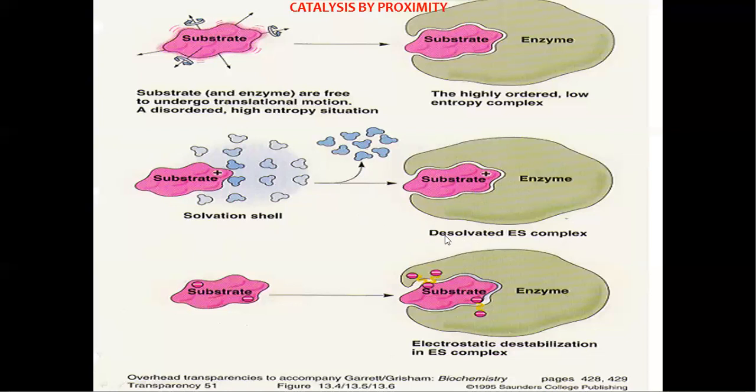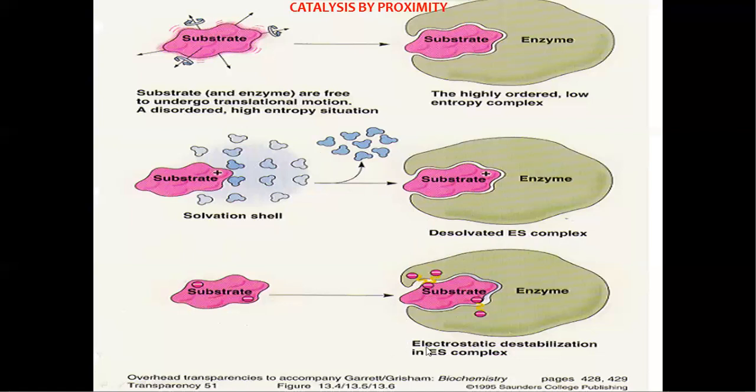After desolvation of water molecules, the enzyme substrate complex will be formed, and these water molecules will not be involved in the reaction. So why? Because these are desolvated. If the water molecules are present inside the active site, they might react with the substrate and form other compounds. So that's why this desolvation process is very essential.